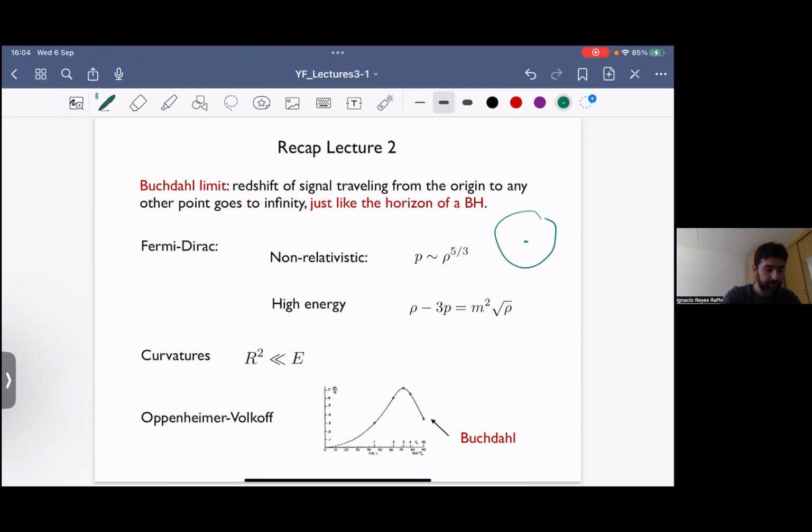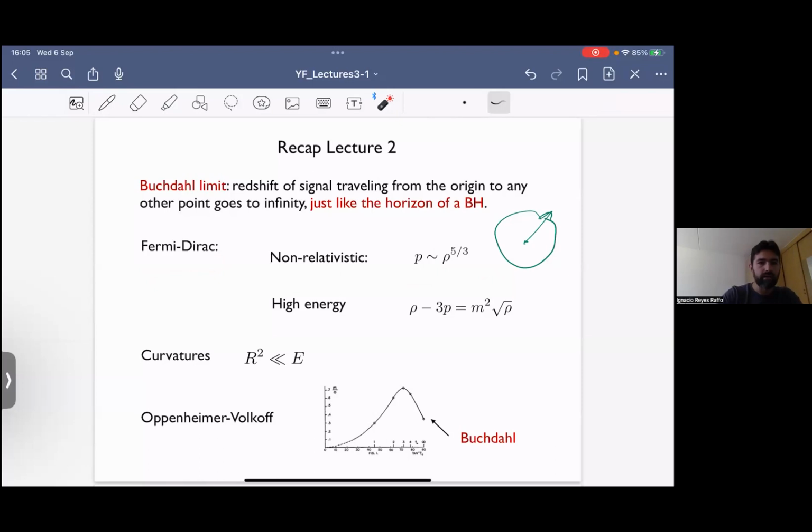The idea is that if you consider the propagation of a signal from the origin outwards, what happens at the Buchdahl limit is that the redshift of that signal from the origin to any other point in the space goes to infinity. This is exactly the same as what happens at a black hole horizon. That's why these two situations have many things in common. The other thing that we talked about is if you take the Fermi-Dirac distribution at zero temperature, you can look at the non-relativistic approximation where you get an equation of state that looks like this.